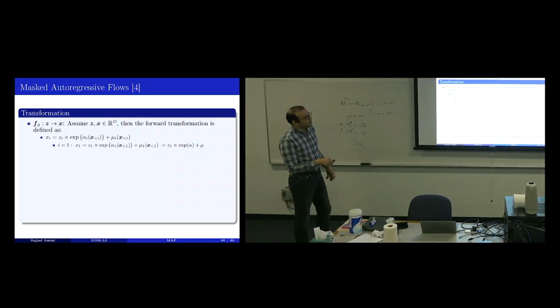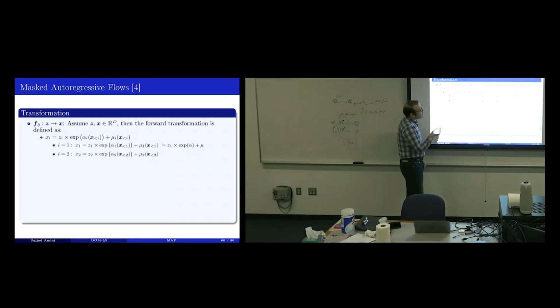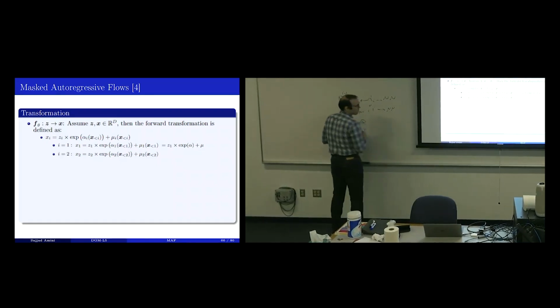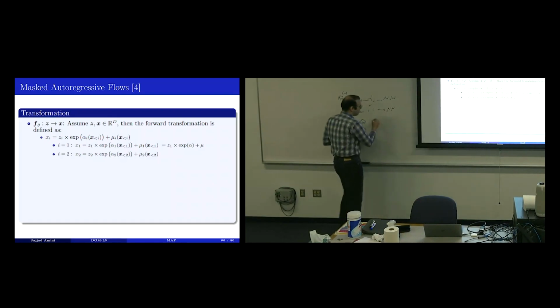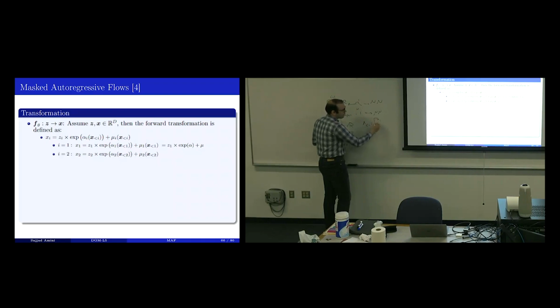So this is the first one. What happened in the second one? In the second one, to generate x2, you have z2 times the exponent of alpha 2. Alpha 2 is a new neural network, different from alpha 1, where the input is x less than 2. Input x less than 2 has one element. So x less than 2, remember that x less than i equals this vector.